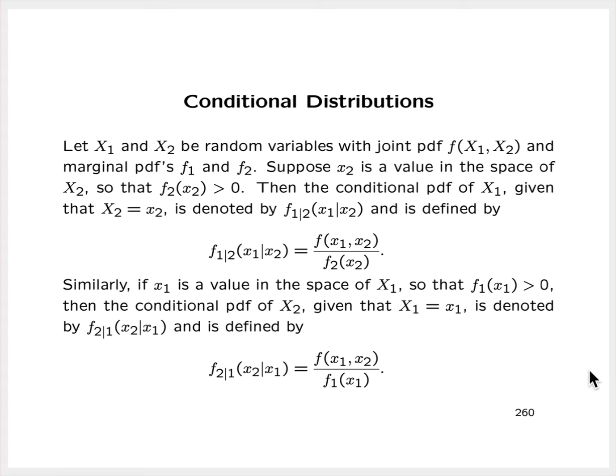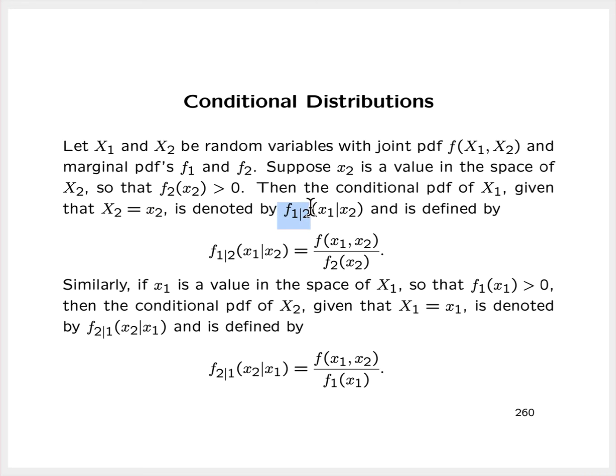So let X1 and X2 be random variables with joint PDF little f and marginal PDFs f1 and f2. Suppose that x2 is a value in the space of the random variable X2 so that the marginal PDF of X2 is positive when evaluated at that value of little x2. Then the conditional PDF of X1, given that the random variable X2 is equal to the specified value of little x2, will be denoted in the following way.